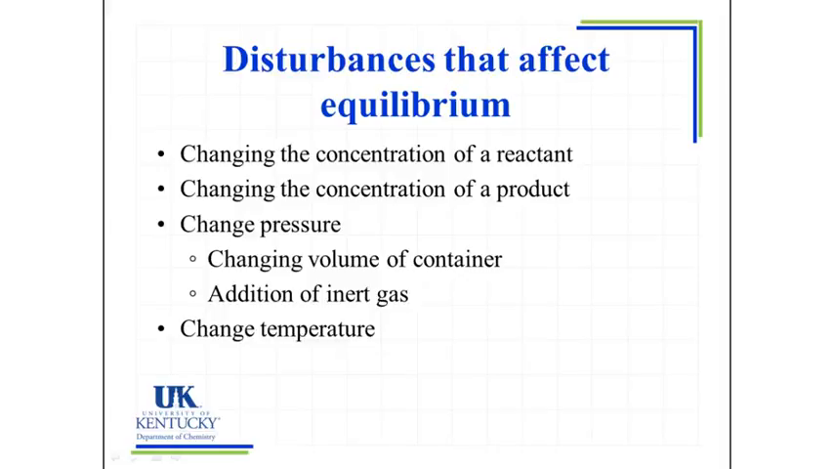We can change the concentration of a reactant or a product. We can change the pressure of the system, and we can change the pressure in 2 different ways. One, by changing the volume of a container or the addition of an inert gas. Remember that inert just means unreactive. And what we'll find is that inert gas actually doesn't have any effect on the equilibrium.